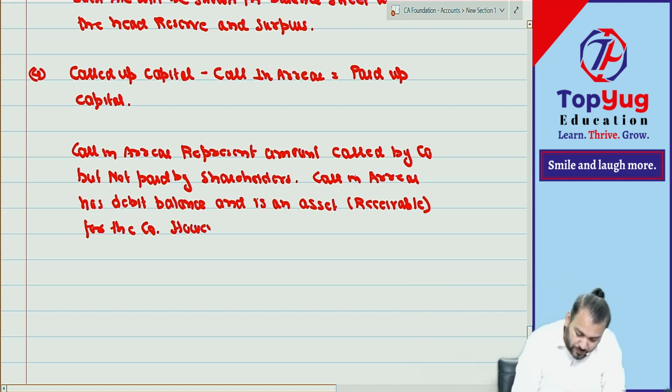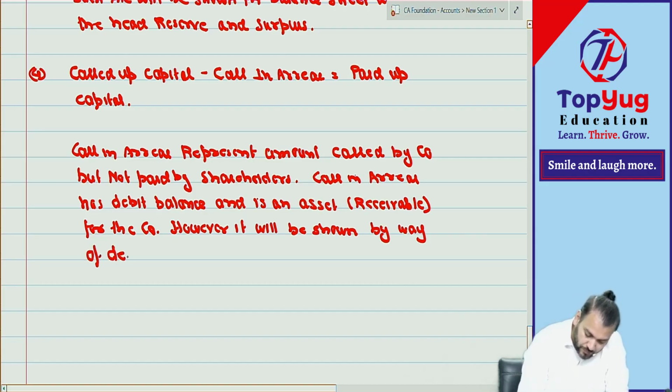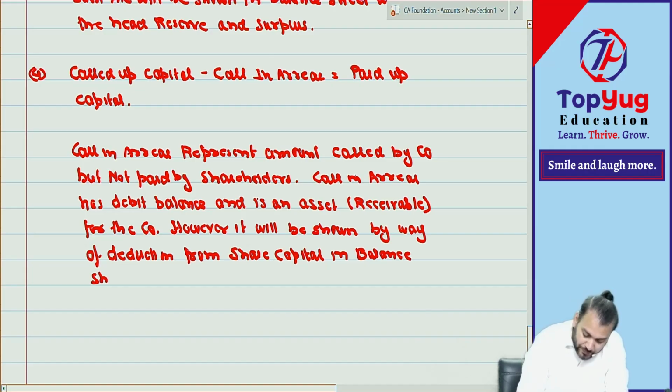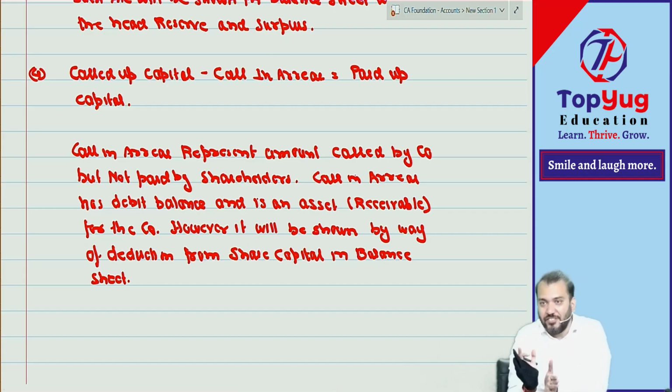However, it will be shown by way of deduction from share capital in balance sheet. Have you understood this point? Even though it is an asset, it will not be shown on the asset side of the balance sheet. It is shown by way of deduction from share capital, meaning from called up capital we will deduct. Correct? Understood?